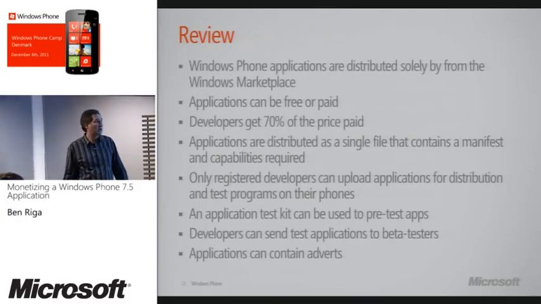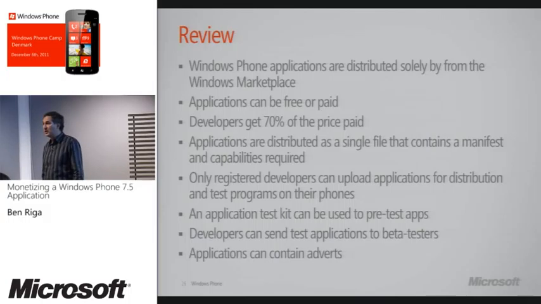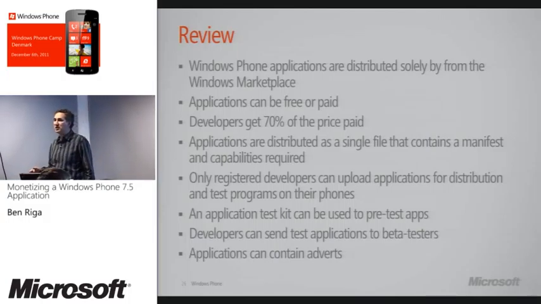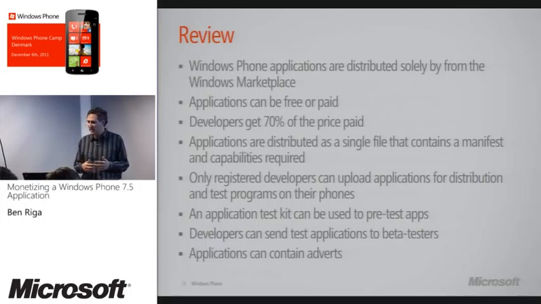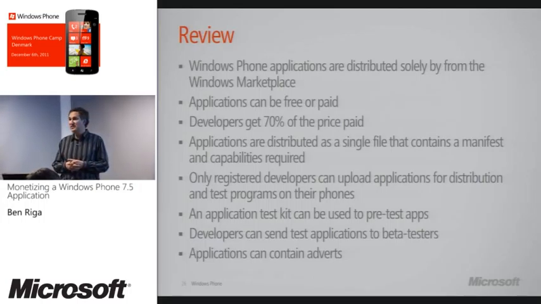Marketplace applications are solely distributed from the Windows Phone marketplace. There is no other marketplace. As I said, developers can sideload, but for consumers, that's really the marketplace. Apps can be free or paid. You get about 70%. They're distributed as a single file that contains a manifest and capabilities and everything that's required. So all of that stuff is taken care of for you as part of the developer tools and the marketplace stuff.